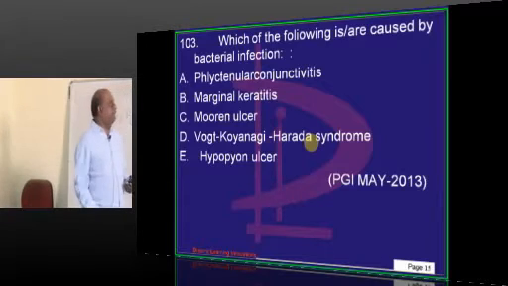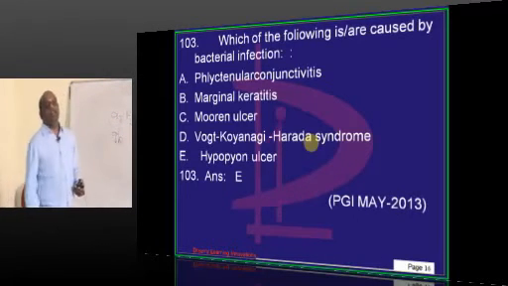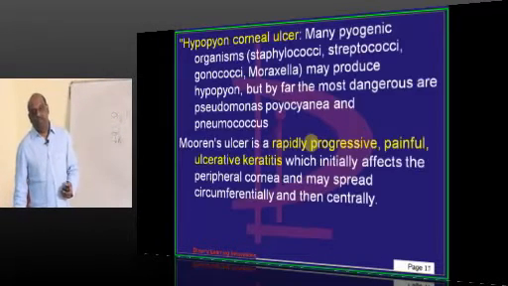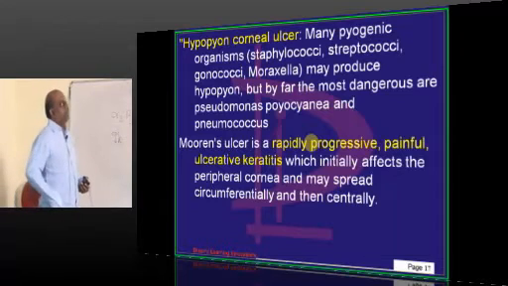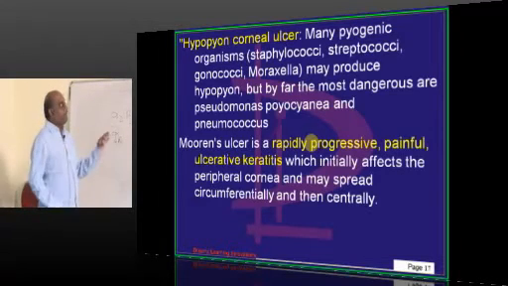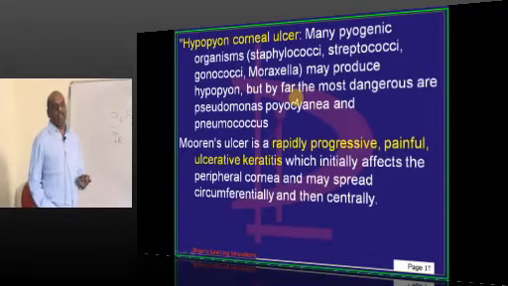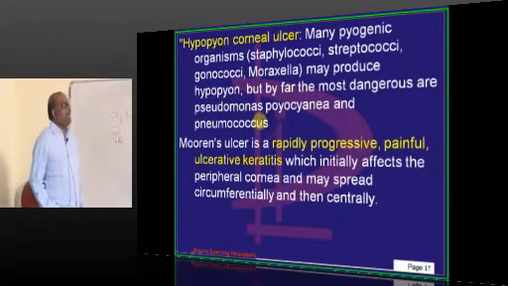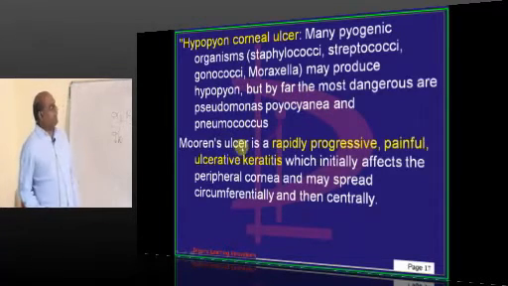Coming to bacterial infections, which is a bacterial infection, hypopyon ulcer. So what is hypopyon corneal ulcer? It is caused by pyogenic organisms like staphylococcus, streptococcus, gonococcus, Moraxella. They all lead to the formation of a hypopyon is what needs to be remembered.